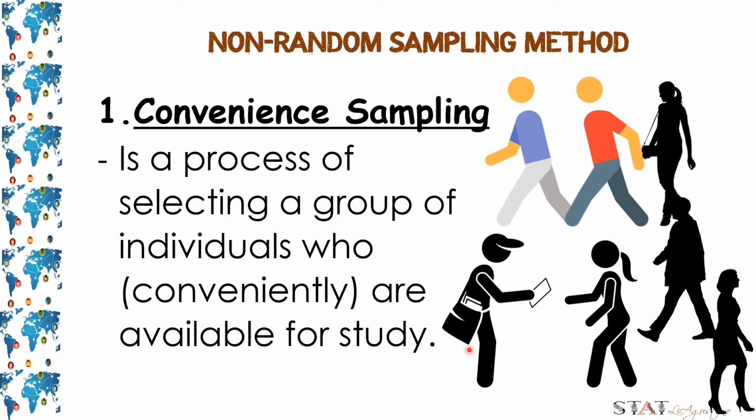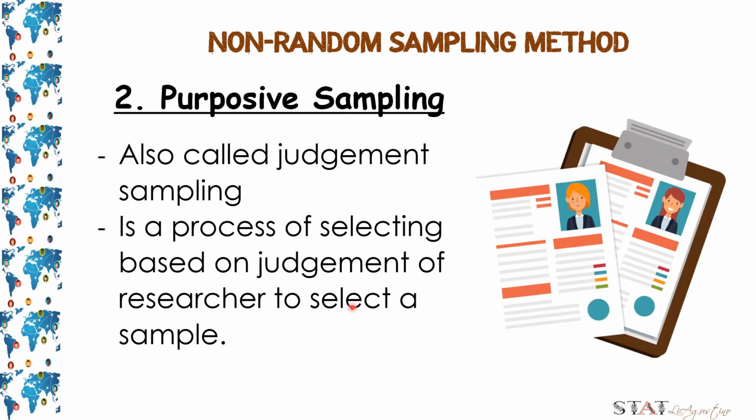In other words, not all can have a chance to be selected. So what if they're not able to go in the library? What if they're not your friends? So you don't know them, so they don't have the chance to be selected as sample. So that's why it is called convenience sampling. Okay, let's proceed to the next non-random sampling method.